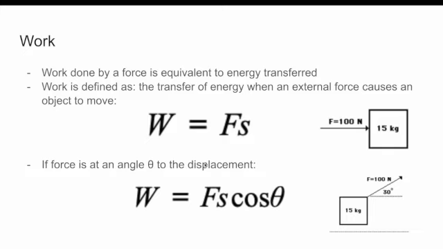So now let's take a quick look at work. Work done by a force is equivalent to the energy transferred. Work is basically the transfer of energy when an external force causes an object to move in a direction. As you can see here, there's an external force of 100 newtons acting on this 15 kilogram object, which we can assume is causing it to move. That basically means that the object is doing work.